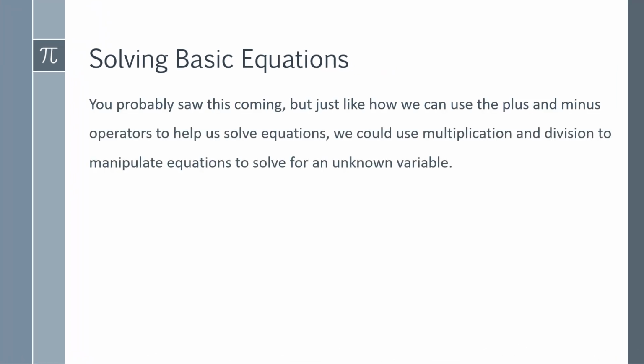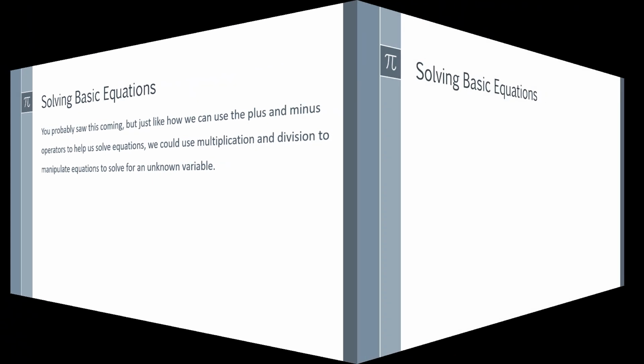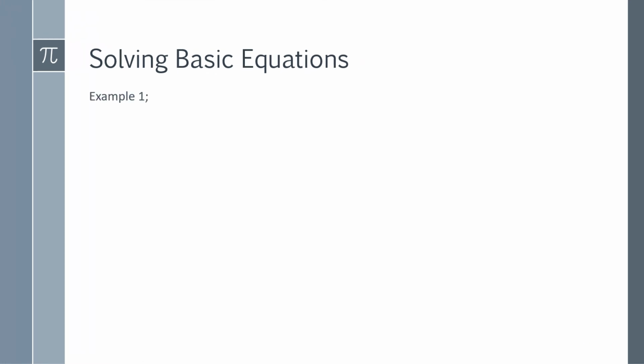You probably saw this coming, but just like how we can use the plus and minus operators to help us solve equations, we could use multiplication and division to manipulate equations to solve for an unknown variable. Let's get right into our first example. Example 1. Solve the following equation for x.